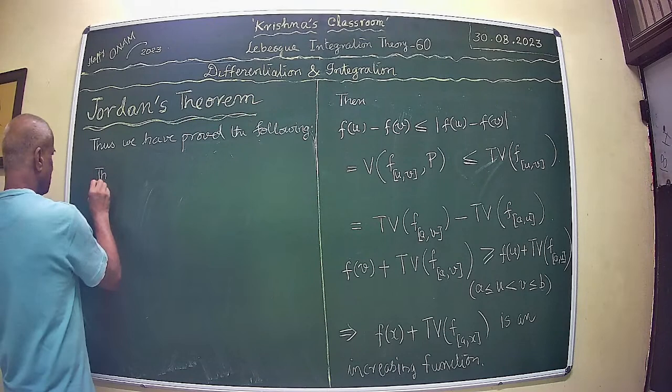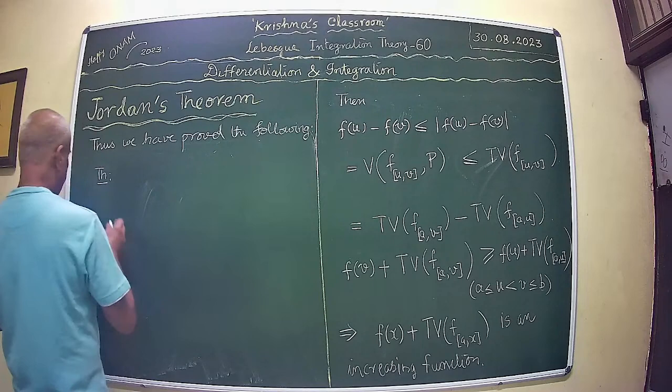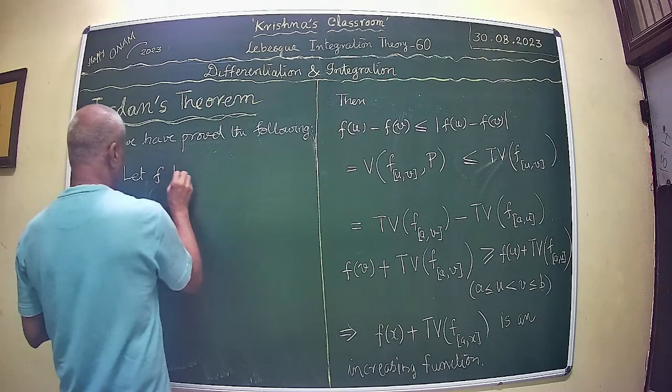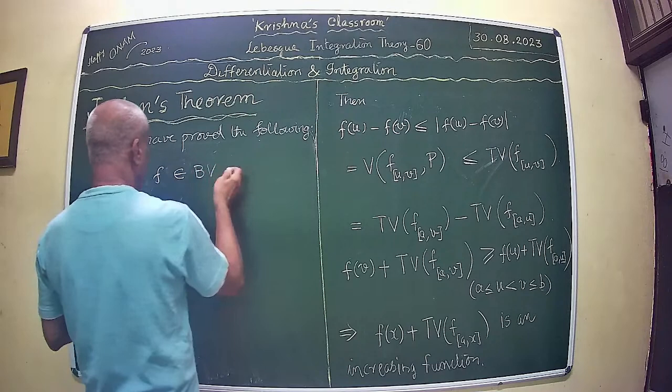This is only one side of the theorem that we are going to prove. Let F be a function of bounded variation on an interval.